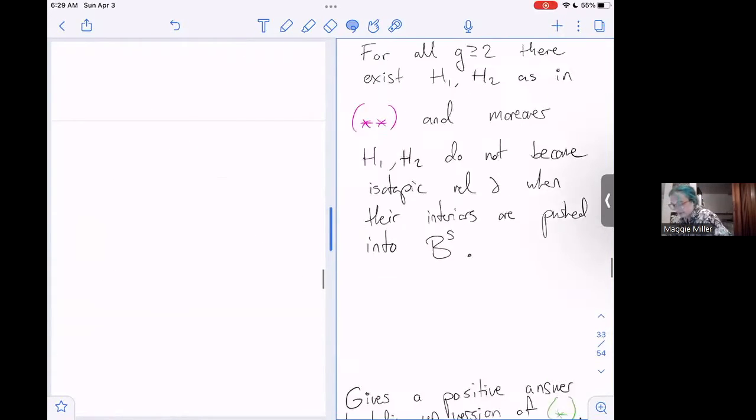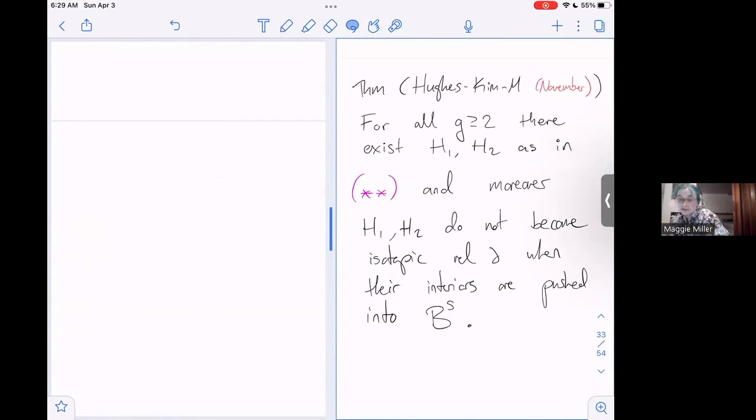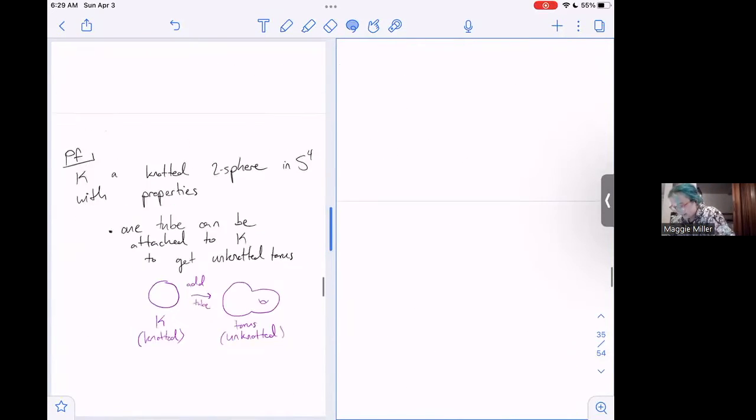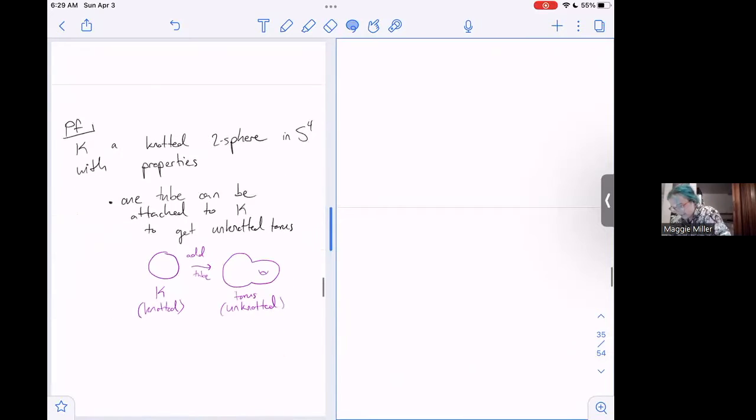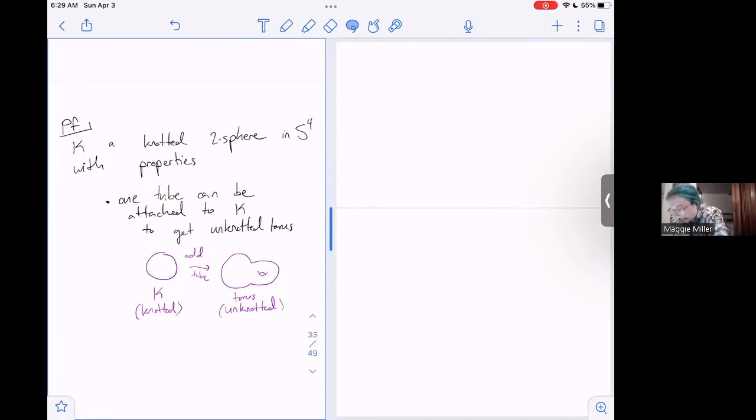Cool. So this is the statement of the theorem, constructing non-isotopic handlebodies in the 4-ball. And I guess I'll tell you something about the proof in the next 20 minutes. So here's the proof. I'm going to assume, or I need to know, that I have a knotted 2-sphere in S4 that has 2 properties. So here's the first property that I want. I want to know that it is possible to start with my sphere and attach one tube to it to get a torus and have that torus be unknotted.